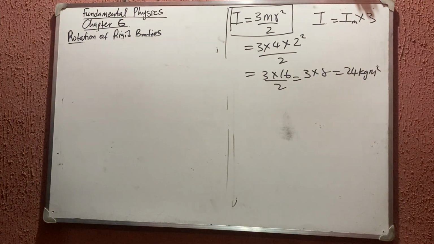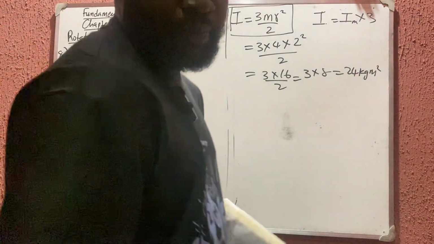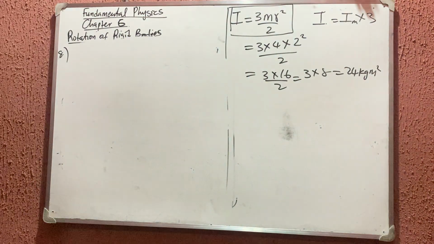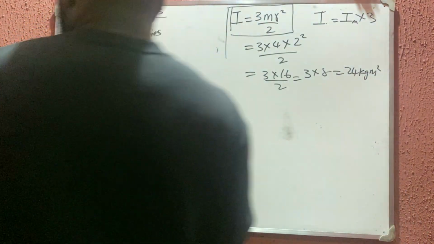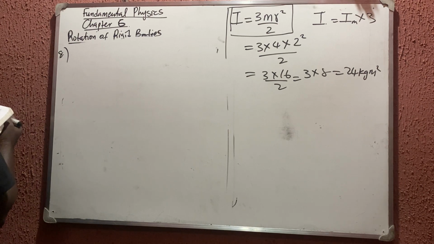So let's go to question number 8. For question number 8, it said, what is meant by moment of inertia of an object about any axis? Tell me that in the comment section. Then, how can you measure the moment of inertia of a metal disc? Tell me that in the comment section.